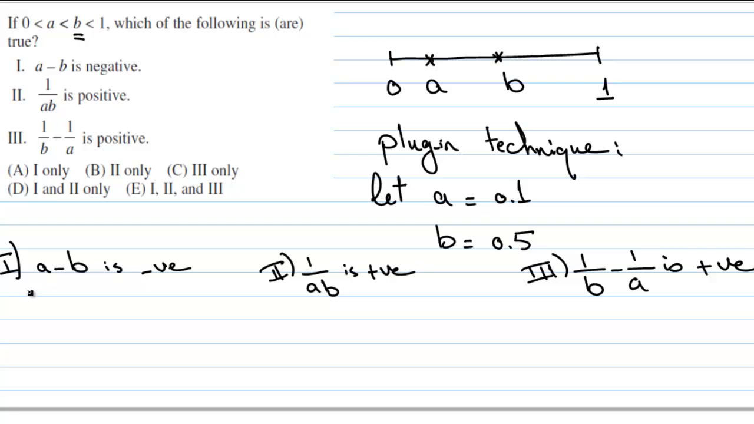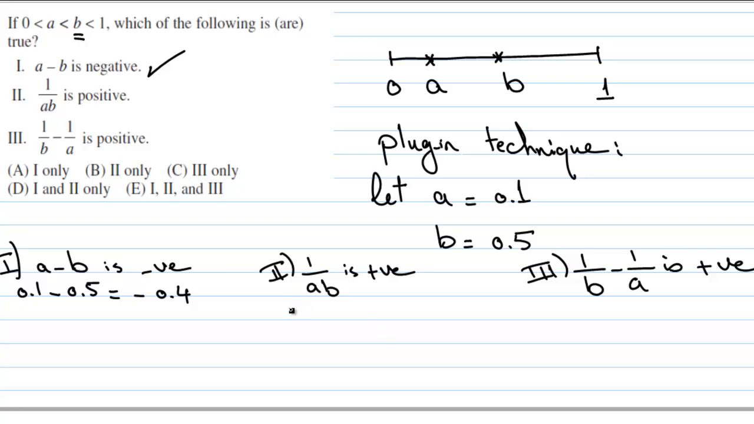So here A is 0.1, B is 0.5, and you can see the answer would be negative 0.4. This is a negative answer, which means the first given is true. A minus B, the answer will be negative, which is correct here. They say, is it negative? Yes, it is.